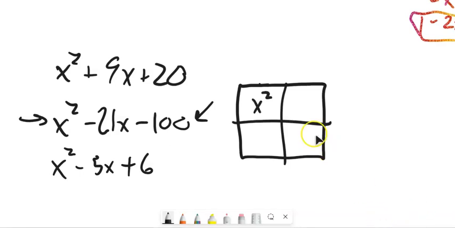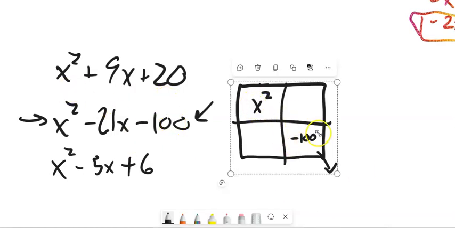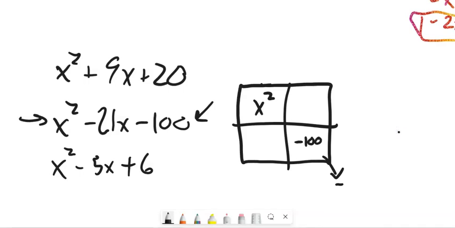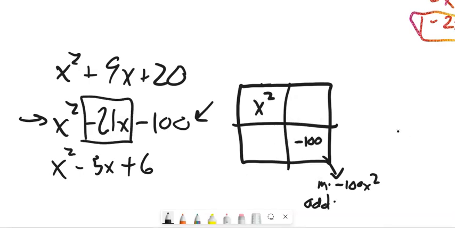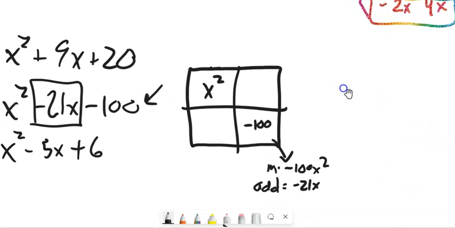I've got x squared. I've got -100. Multiply these things together, so I've got negative 100x squared. So I want things that multiply to that, but add, again, to that middle term, negative 21x. So we've done a lot of this in class, a lot of this practice.